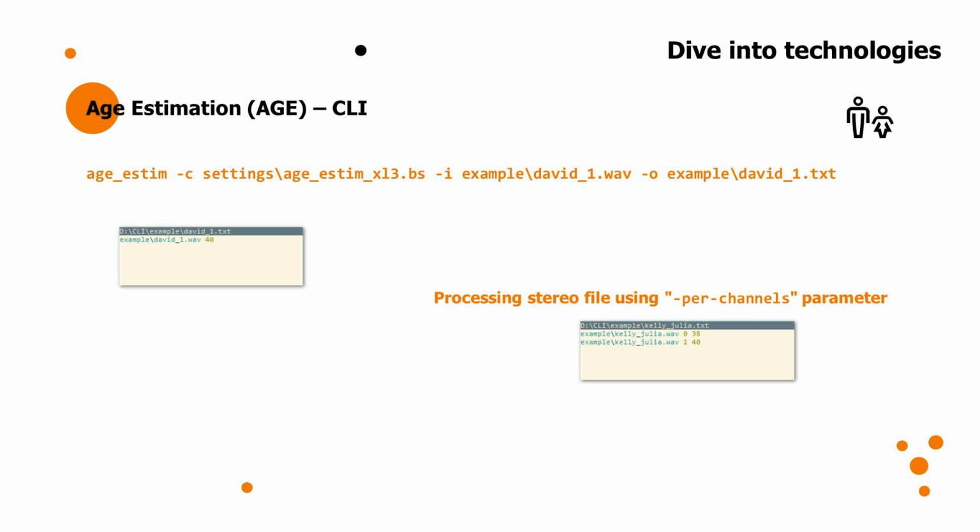The created output file is a plain text file listing the processed file and the detected H separated by space. The left screenshot shows output created by the shown example. The right screenshot shows output created by processing a stereo input file with two speakers, one in each channel, and using the per channels parameter.